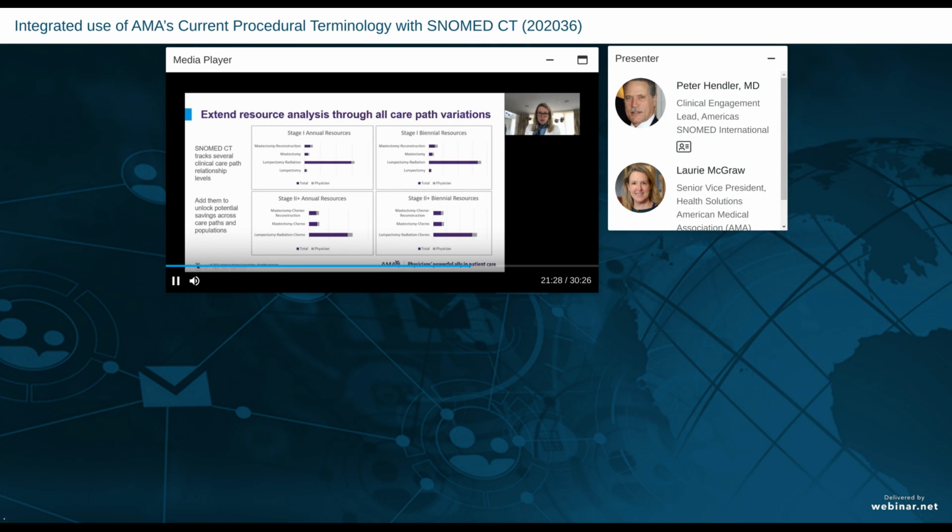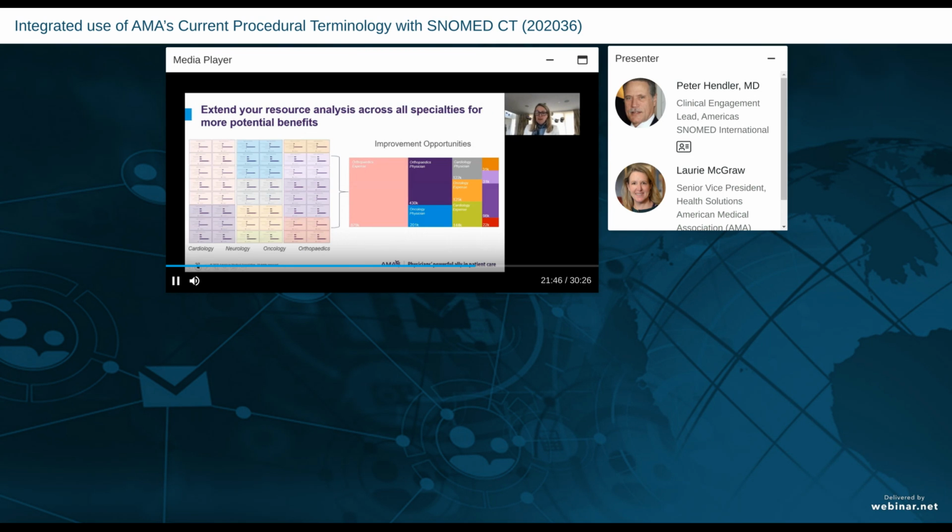For example, you could look at resources used for patients who had an annual exam in stage 1 and then a biannual exam in stage 2, or the opposite. Because SNOMED CT captures care in such a detailed way, we can use the mapping to CPT to compare very specific lines of care at different levels of detail.